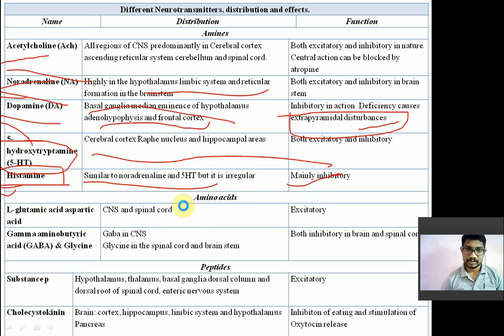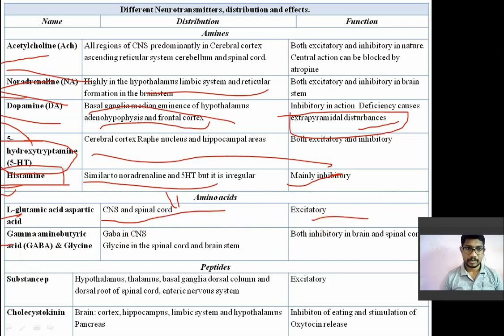Now this was amines. The second class is known as amino acids. In that you have glutamic acid, GABA (gamma aminobutyric acid), glycine, and aspartic acid. They are found in the CNS and spinal cord. Glutamic acid and aspartic acid are excitatory neurotransmitters.